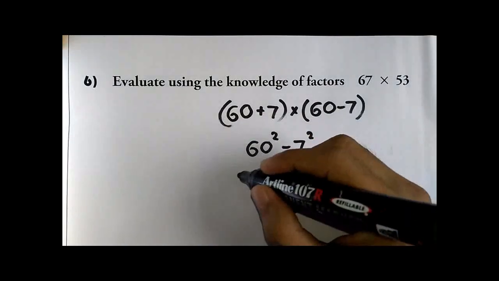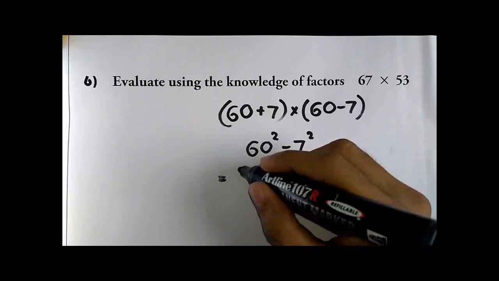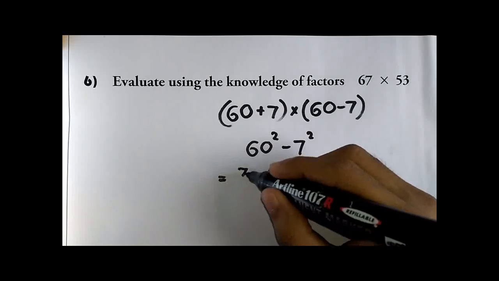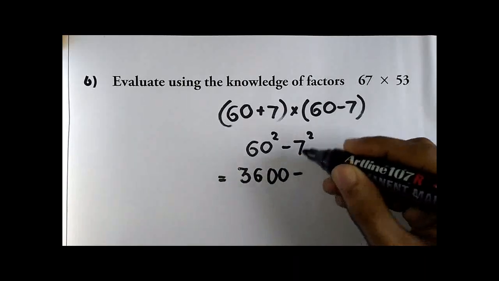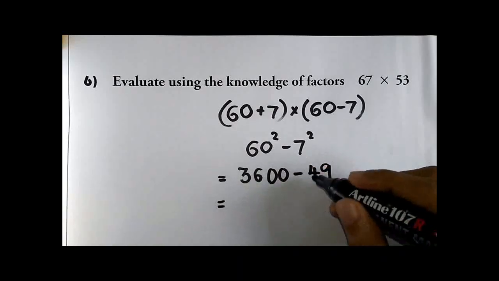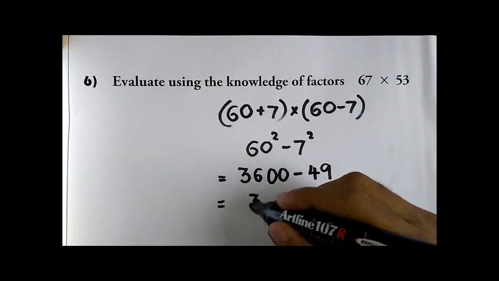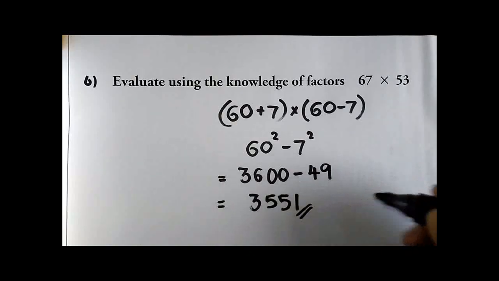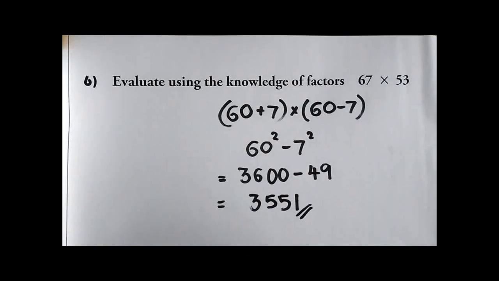Okay, so 60 squared, what is the answer? 60 squared, you know 0 squared means double zeros. 6 squared is 36. Minus 7 squared, everyone knew that, that's 49. So we can subtract them. 3600 minus 49 is 3551. So the answer is 3551.